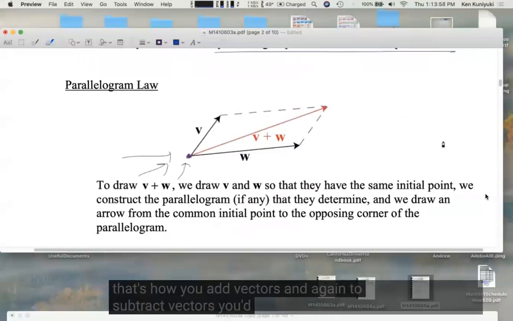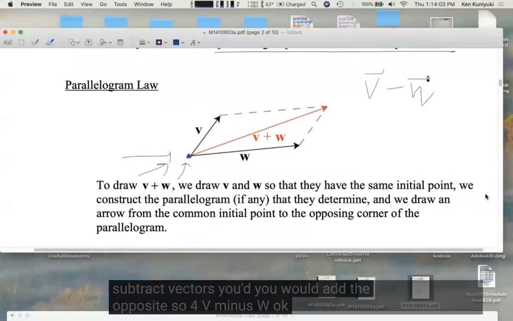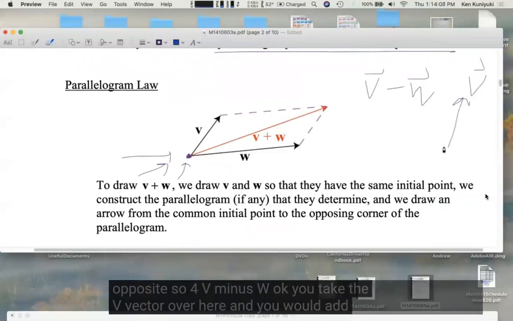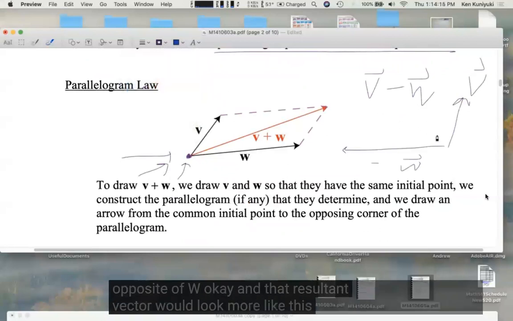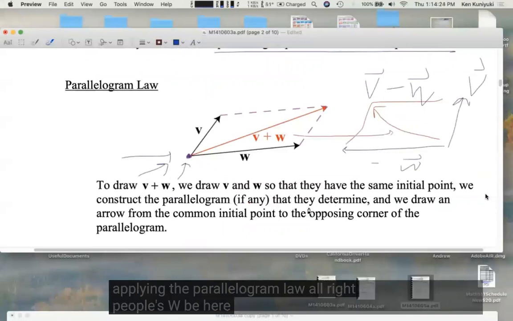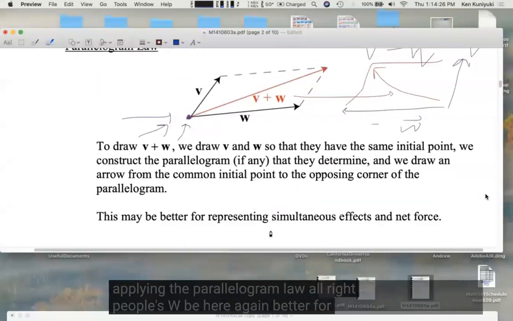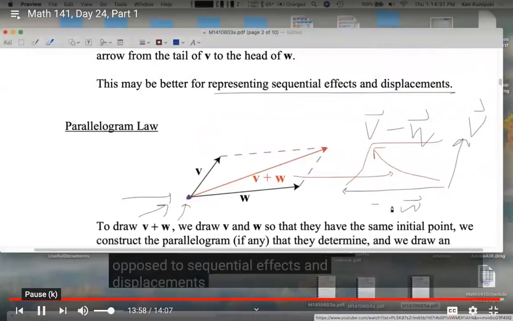And again, to subtract vectors, you would add the opposite. So for V minus W, you would take the V vector over here and you would add the opposite of W. And that resultant vector would look more like this when applying the parallelogram law. All right, V plus W would be here. Again, better for simultaneous effects and net force, as opposed to sequential effects and displacements.